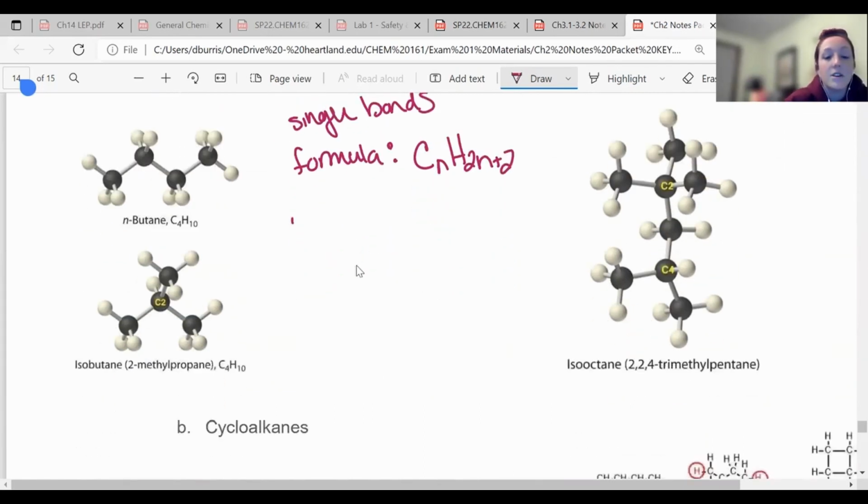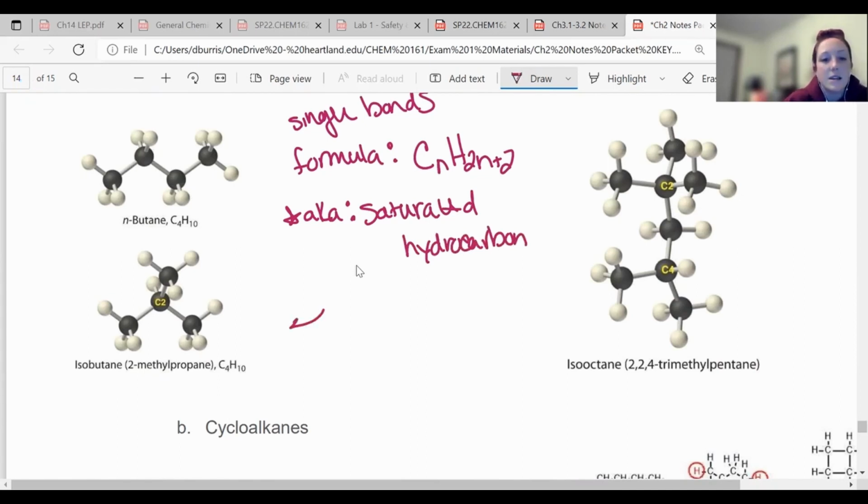All right. Another word for these is saturated hydrocarbons. That just means it doesn't have any double or triple bonds. It has as many hydrogens as it possibly can bonded to all of those carbons. And they can be straight chains, or they can be branched, okay, all considered alkanes.